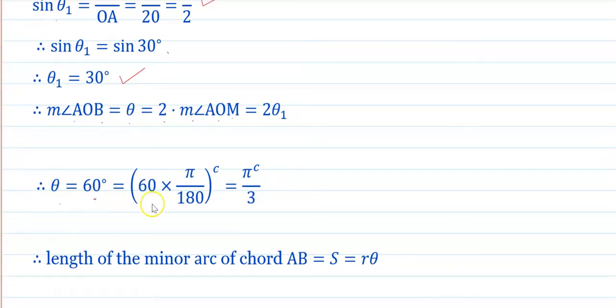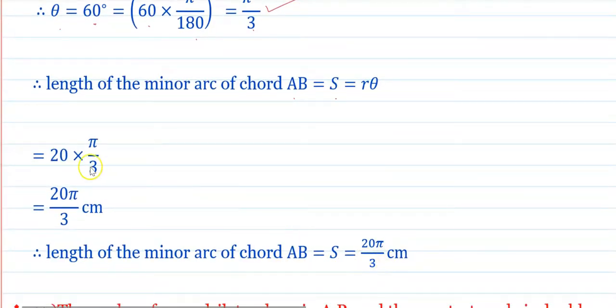Convert this theta to radian, that is 60 into pi upon 180, then you will get pi by 3 radian. And therefore the length of the minor arc of the chord AB is S is equal to R into theta. R is 20, radius of the circle, angle is pi by 3, and therefore it is 20 pi by 3 centimeter, and hence the length of the minor arc of the chord AB, S, is equal to 20 pi by 3 centimeter.